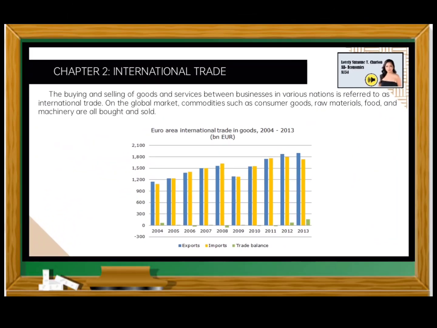Chapter 2, International Trade. The buying and selling of goods and services between businesses in various nations is referred to as international trade. On the global market, commodities such as consumer goods, raw materials, food, and machinery are all bought and sold. The graph given is the Euro area international trade in goods from 2004 to 2013. Germany posted the biggest surplus, followed by the Netherlands, Ireland and Italy, while France registered the largest deficit, followed by Spain and Greece.